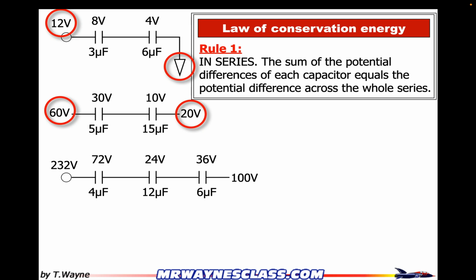Conservation of energy. For the bottom circuit, it's 232 volts and 100 volts. So that's a difference of 132, and sure enough, as I go through the circuit, 72, 24, and 36 is 132 volts, conservation of energy. Now there's a second rule. It's not quite so obvious, but let's show how it's derived.